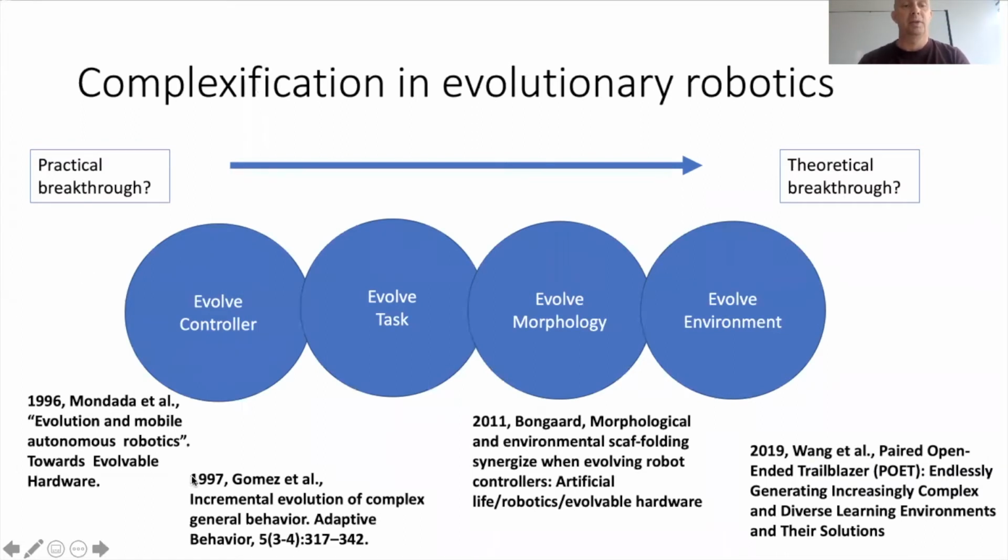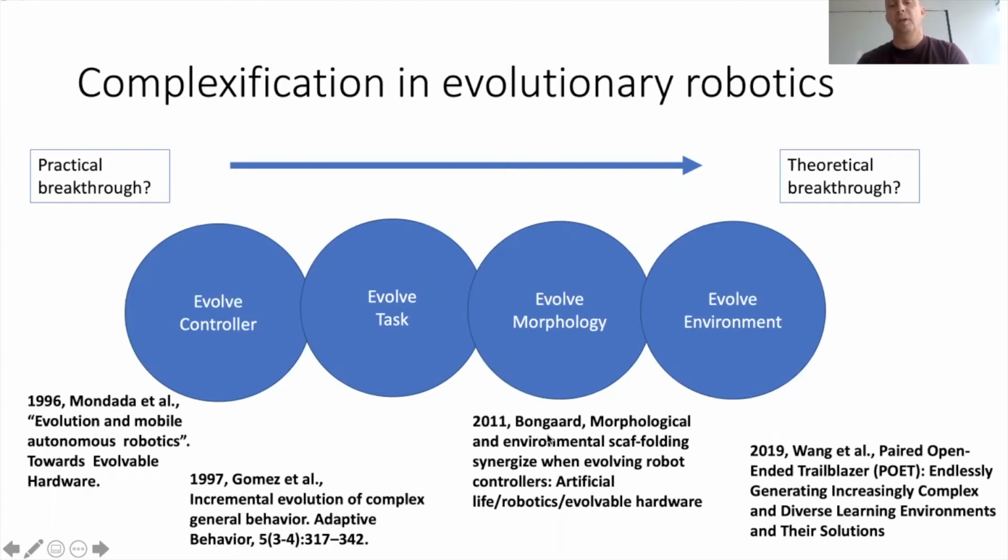Here are some example papers. Maybe this is not quite the beginning, but at least in '96 we talked a lot about the evolution of controllers, obstacle avoidance, simple things. And of course, we then quickly talked about how this is hard. It can be done, but it's hard to develop more complex behaviors. So relatively fast, we start talking about incremental evolution: evolving behaviors stepwise to get to a higher level of complexity. And we were somewhat successful.